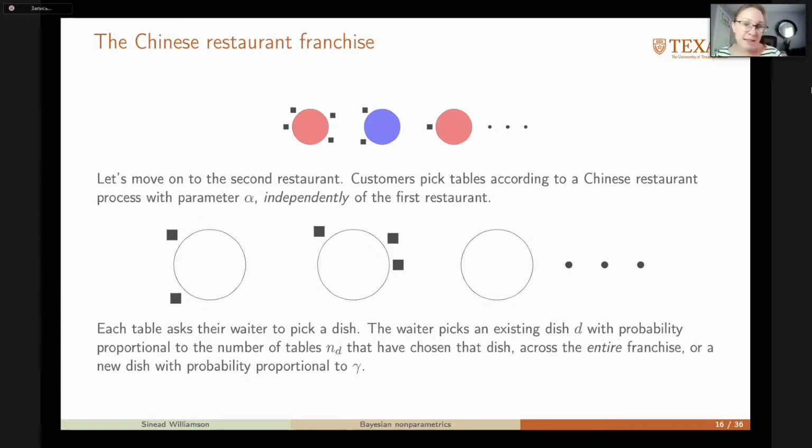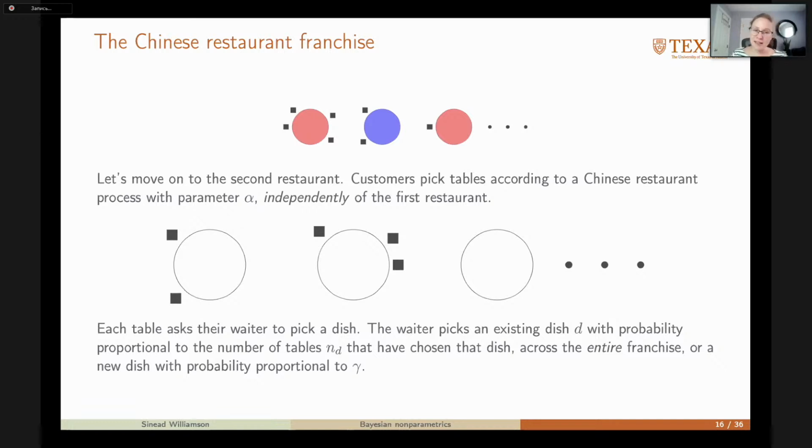Okay, so someone's asked, tables are words in this analogy. So tables are actually topics in this analogy. So if we carry the analogy through to the final decision, we could imagine that each customer at a table picks a document, picks a word from that topic. At that point, the analogy gets a little convoluted. So the colors of the tables are the topics.